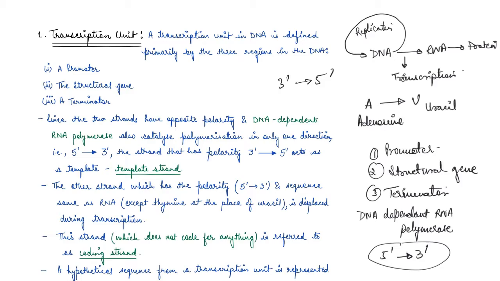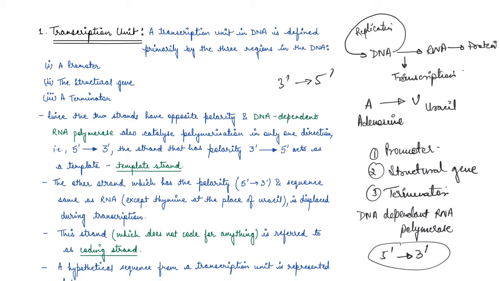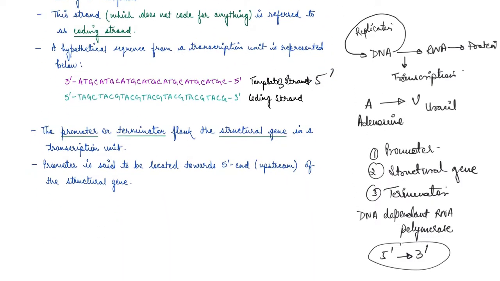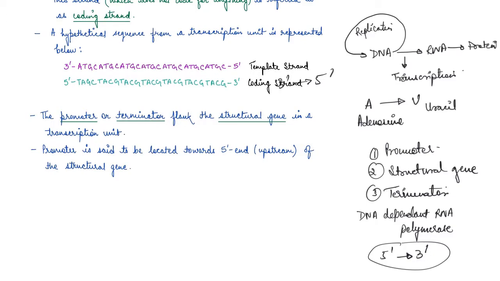So I'll give you an example as well. Say we have a hypothetical sequence here, right? So this is the sequence. Now here, if you see, this is the template strand. Why? Because it is running from 3' to 5', right? And the other strand will be considered as the coding strand. Now what happens? Let's see.